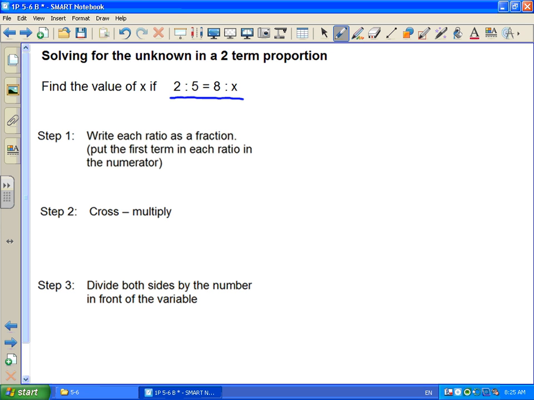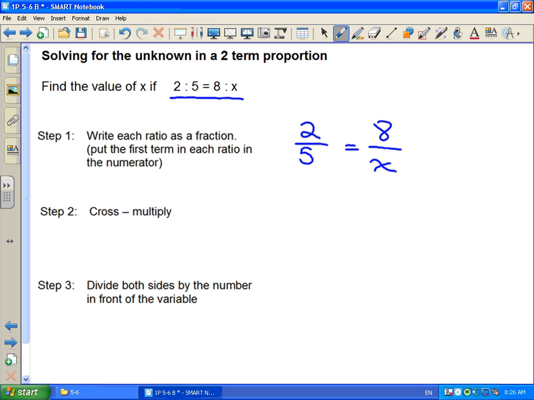What value of x can we put in there that is going to make this proportion true? The easiest way to do this is to first, well, I've written this out in steps here. Step 1, write each ratio as a fraction. Put the first term in each ratio in the numerator. So let's write this out as fractions. 2 to 5 becomes 2 over 5. This is going to be equal to 8 to x, which becomes 8 over x.